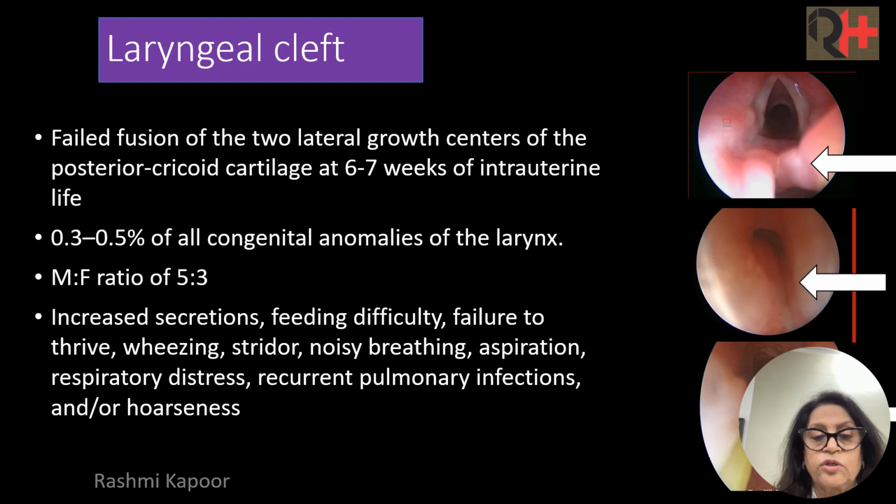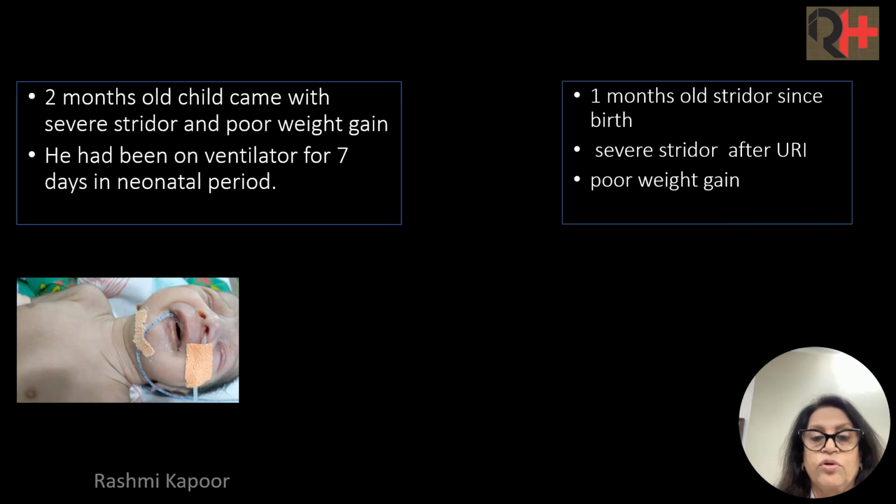0.3 to 0.5% of congenital anomalies of the larynx are constituted by the laryngeal cleft. The male-female ratio is 5:3. There are increased secretions, feeding difficulties, failure to thrive, wheezing, stridor, noisy breathing, aspiration, respiratory distress, recurrent pulmonary infection, and or hoarseness. And treatment is surgical. Another 2-month-old child came with severe stridor and poor weight gain.